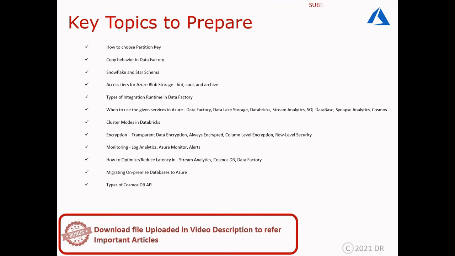The next one, you should know which service to use when: Data Factory, Data Lake Storage, Databricks, Stream Analytics, SQL Database, Synapse Analytics, Cosmos DB. Know which to use when. We'll get questions where you have 3 of these options, like SQL Database, Synapse Analytics, Cosmos DB in the options, and you will need to choose one of them, right?